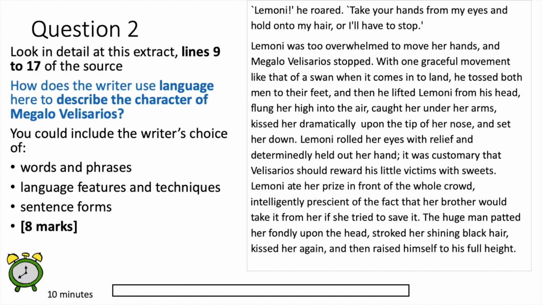Make sure that each paragraph you write includes a clear point about how Megalo has been described to the reader, an embedded quotation, an explanation of any method used by the writer, and your own inferences of what the language makes you think, feel, and imagine. This is the effect that the writer creates with their language. Aim for 3 developed paragraphs. You have 10 minutes to complete this question. Off you go.